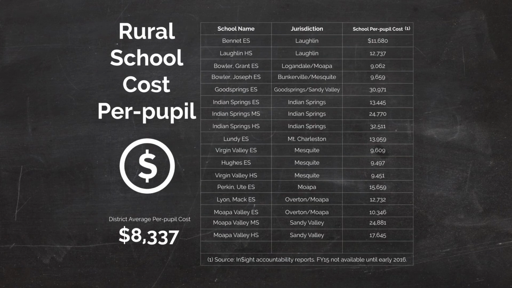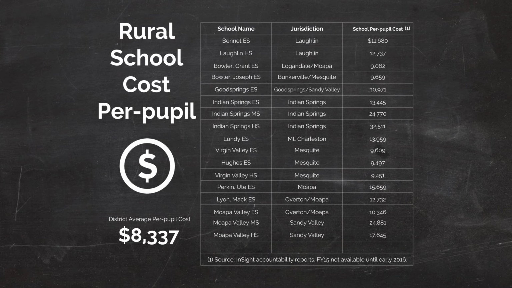So let's take a look now at some of the statistics in the Clark County School District and which schools are on the range of per pupil expenditures. So the district average per pupil cost is $8,337.